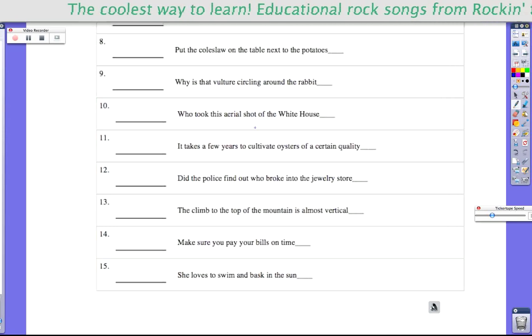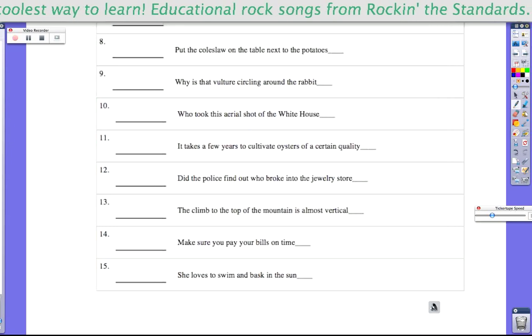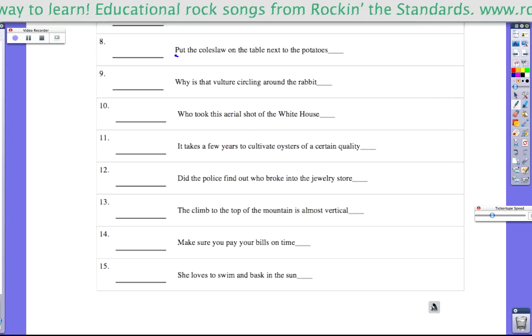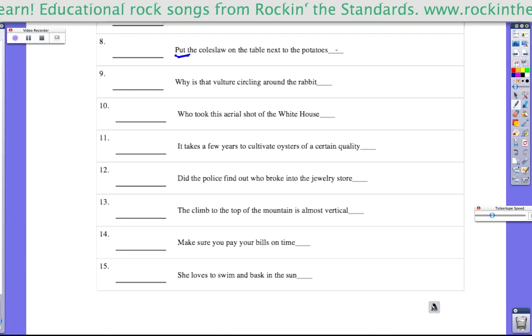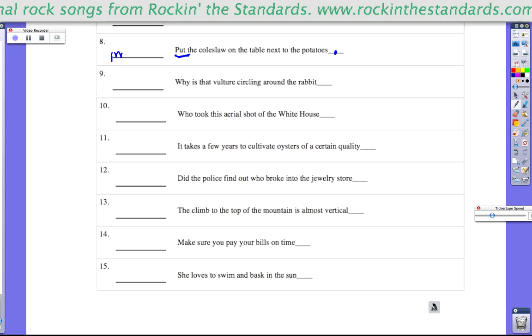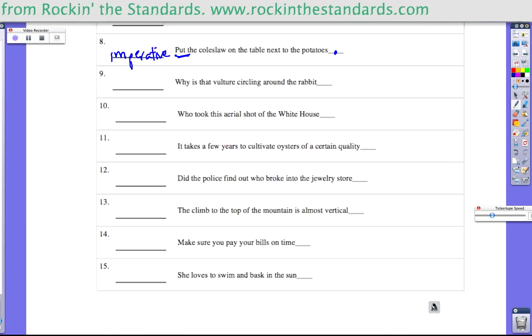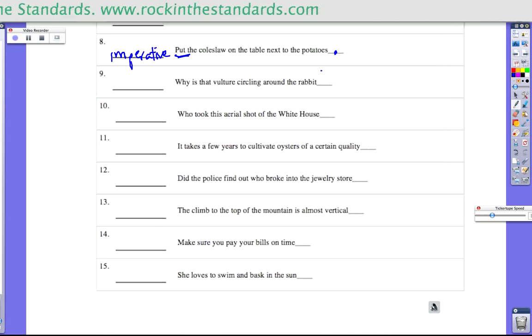All right, number 8, put the coleslaw on the table next to the potatoes. Again, this starts with a verb. It's telling someone to do something, ends with a period, and so this is an imperative sentence. Imperative. There we go. The next one, why is that vulture circling around the rabbit? This is asking a question, so it needs to be ending with a question mark, and this is an interrogative sentence.